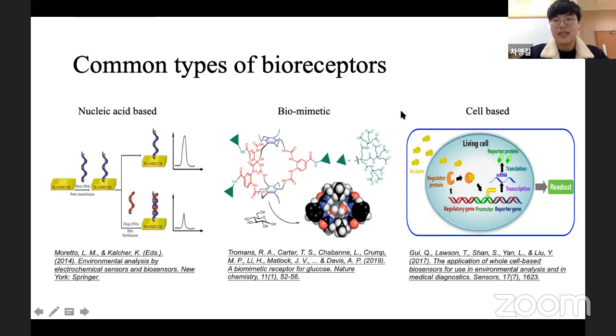And the last one is the cell-based. We can use living cells as bioreceptors. This type of biosensor has the advantage of more tolerance of environmental changes such as pH or temperature changes. A single cell can contain all the enzymes and cofactors needed for detection of analytes. Roughly, the biosensor can easily be regenerated by letting the cells regrow. However, it also has some limitation in selectivity.